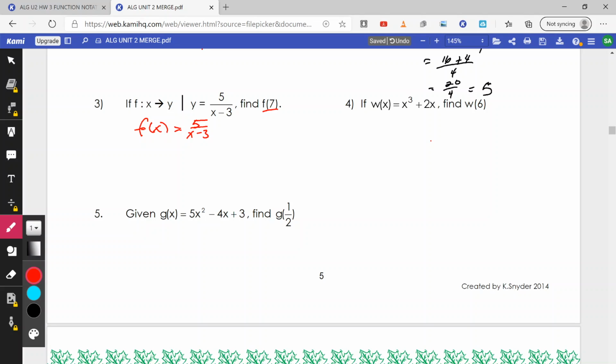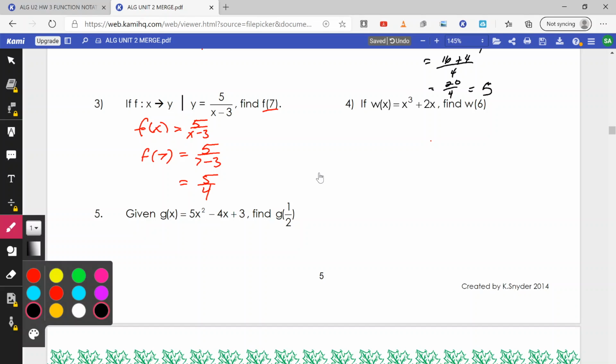Find f of 7. So again, I take a look at the format. 7 is in parentheses. X is in parentheses. So I'm really replacing the x with 7 in this case. So 5 over 7 minus 3. 7 minus 3 is 4. So I end up with 5 over 4. I cannot reduce that fraction, so I'm going to leave it be.